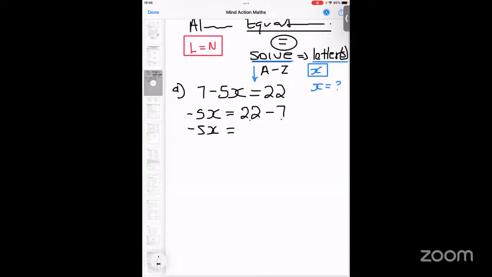So that means you've got negative 5x equals 22 minus 7, which is 15. I think it's 15. Okay, let's say it's 15. And then we are going to remove that negative 5. Why do we remove it? It's because we just want to remain with that letter that we are solving for, which is x, equals negative 3. That's when you punch that on your calculator.